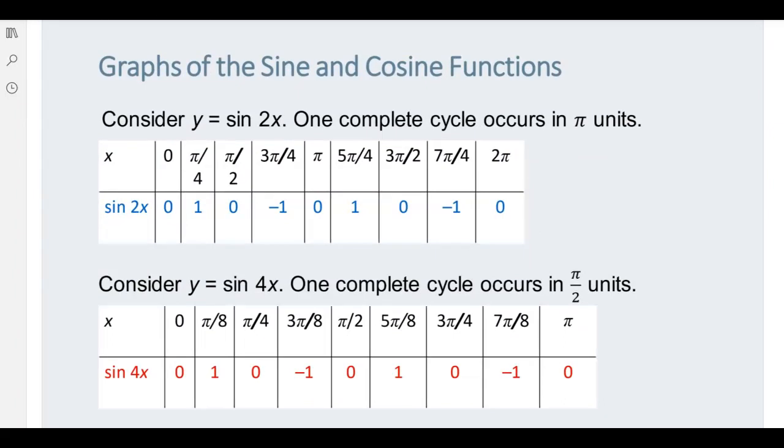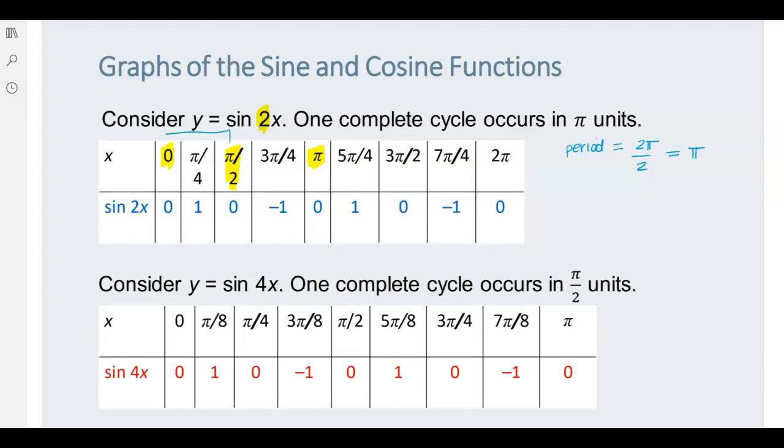Here is an example of sine of 2x. For sine of 2x, the period, we take the normal period for sine, which is 2 pi, and we divide it by the number that's multiplied by the angle. So we're dividing it by 2. So the period is going to be pi. So we're starting at 0, and then we're going to pi. We split that in half to get pi over 2.